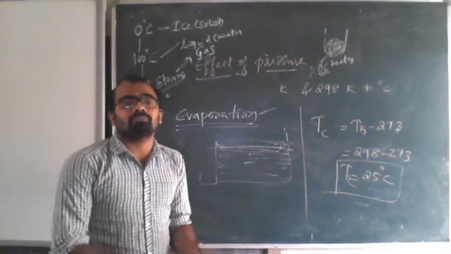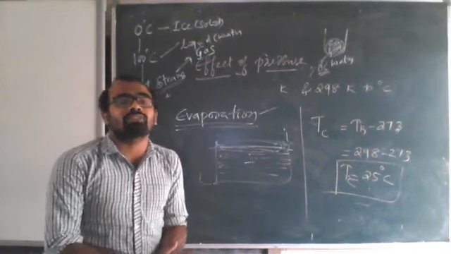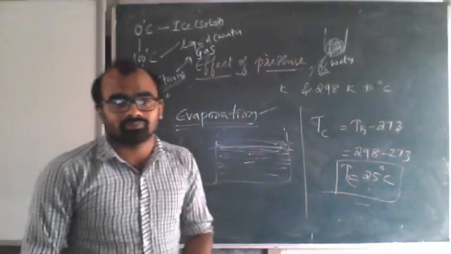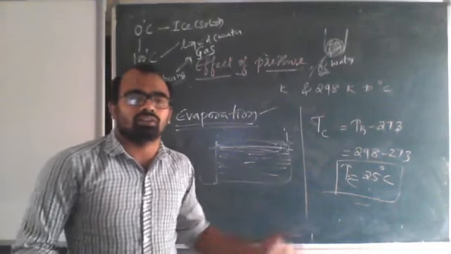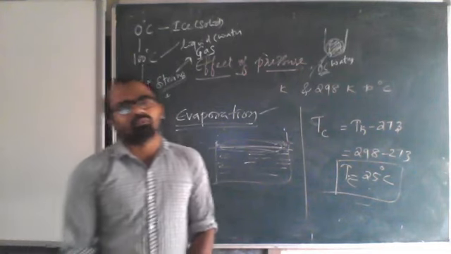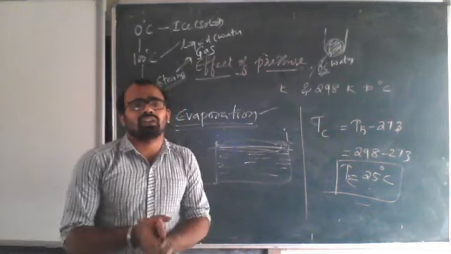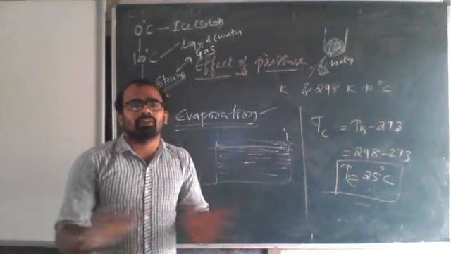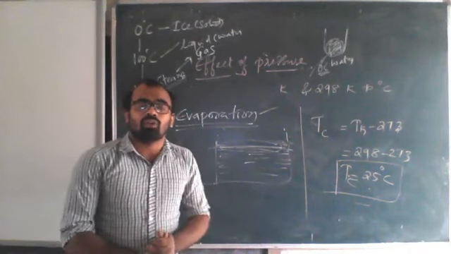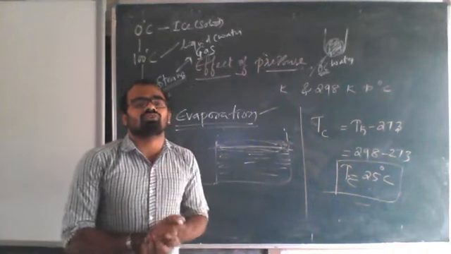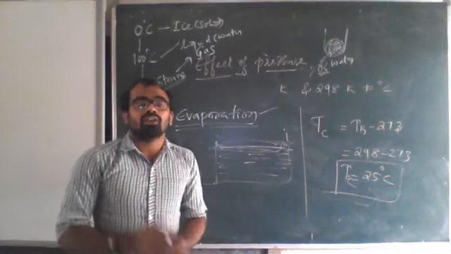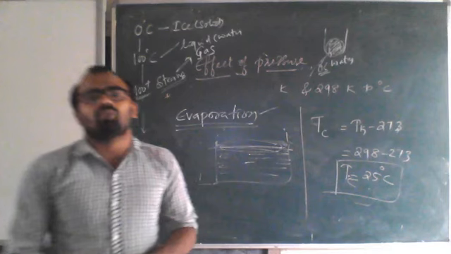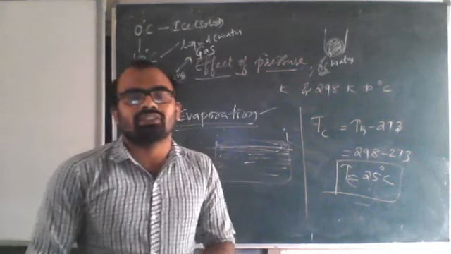Evaporation happens below its boiling point. Vaporization happens at its boiling point. Evaporation is a surface phenomenon, while vaporization is a bulk phenomenon, or you can say vaporization is a complete phenomenon. It goes inside also. So you should remember these two things: the difference between evaporation and vaporization. In factors affecting evaporation, we will see that all in the next class.